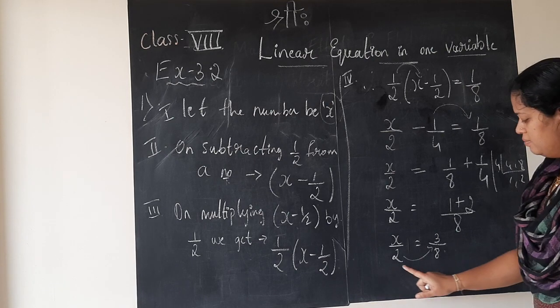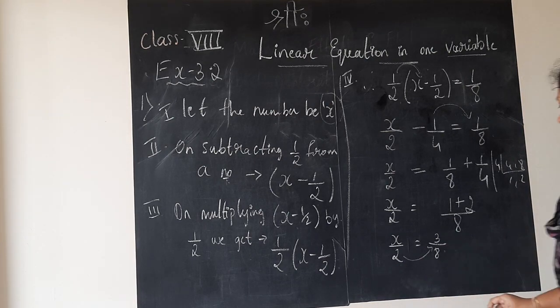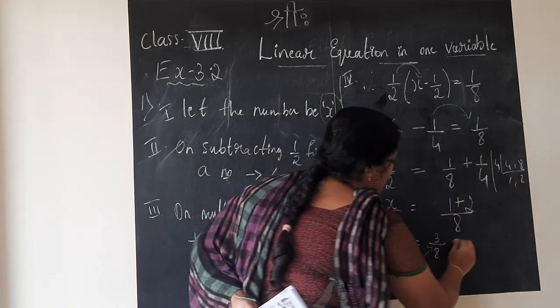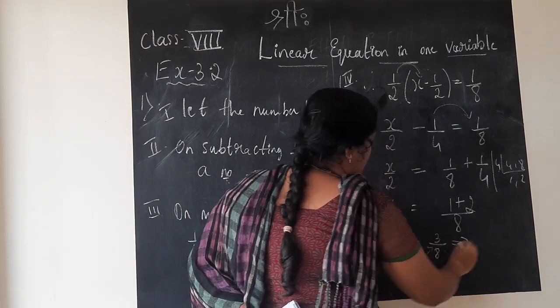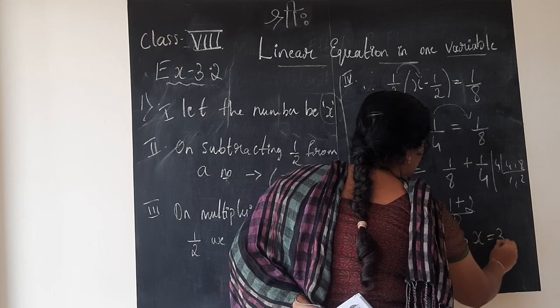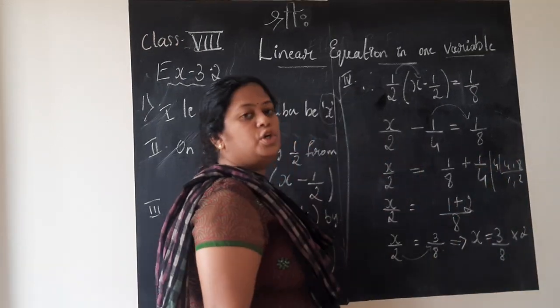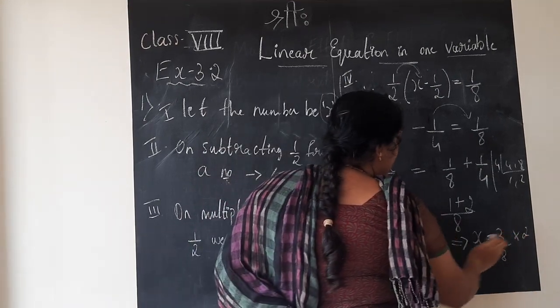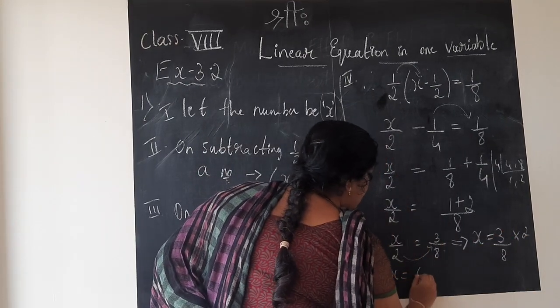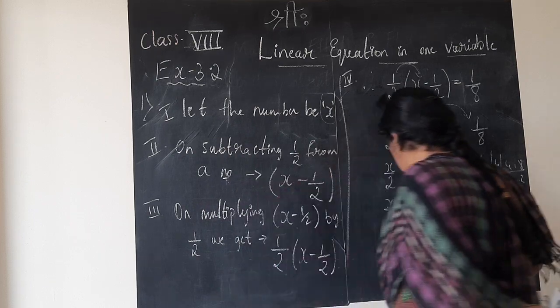So when I multiply 2 to the RHS, what it will become is, I will write here x is equal to 3 by 8 as it is, children. I am multiplying it with 2. So when I do so, 3 into 2, 6. x is 6 divided by 8, I got.